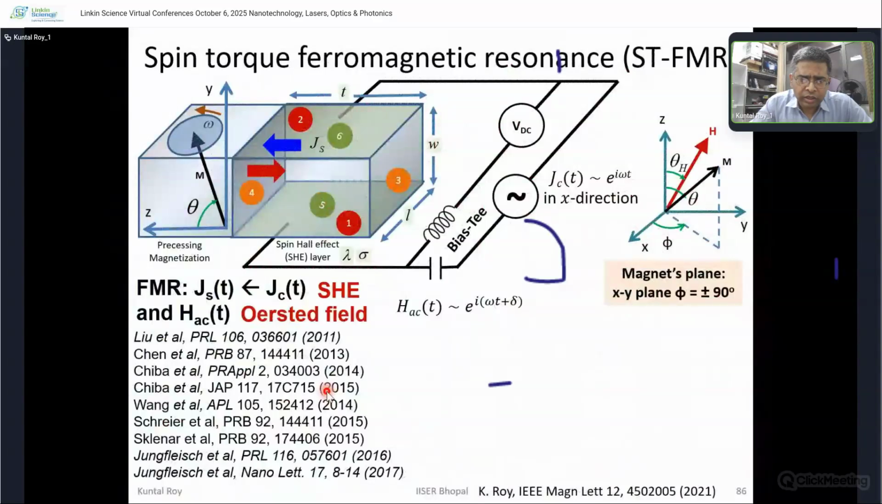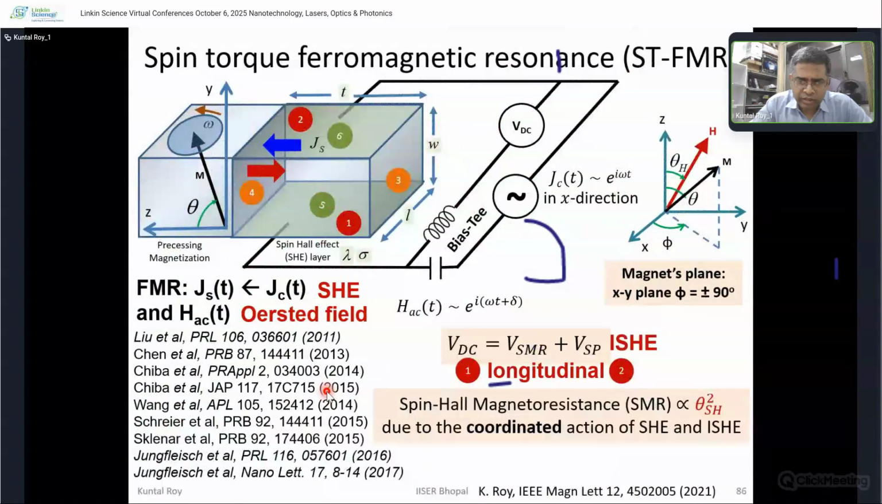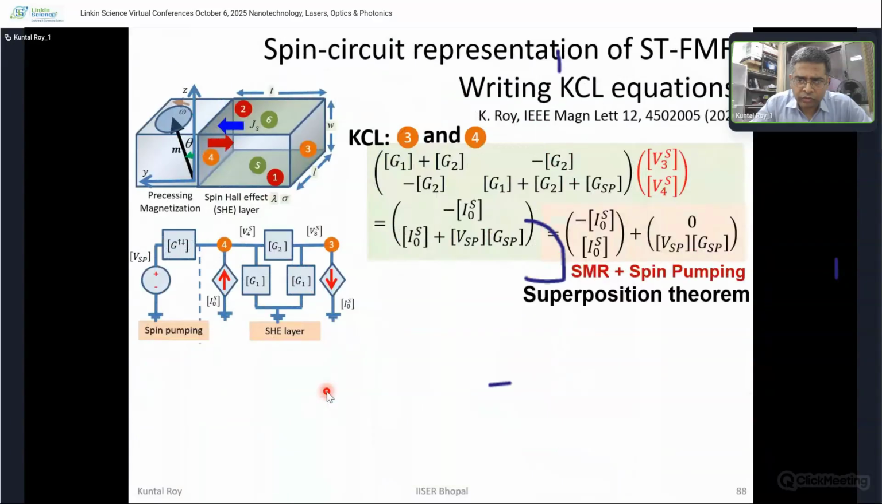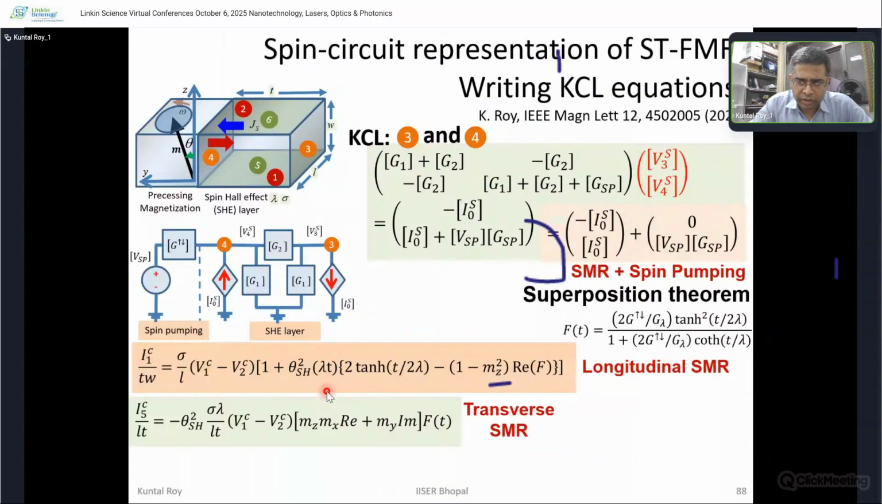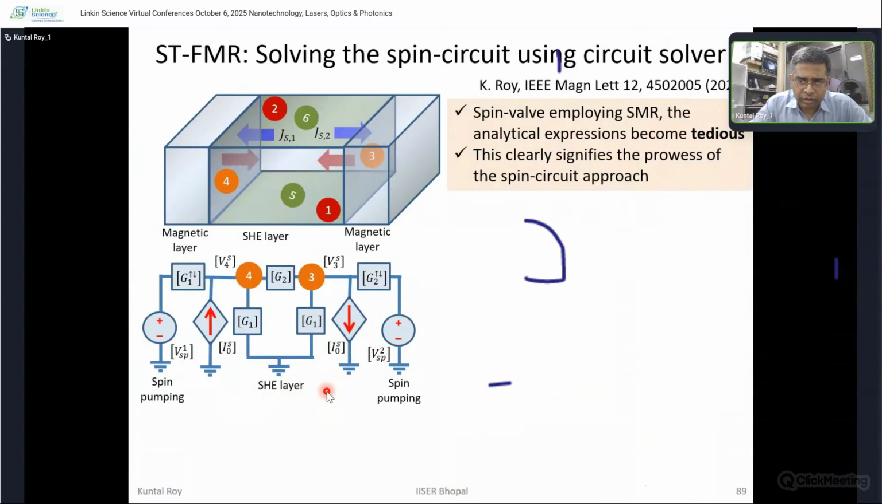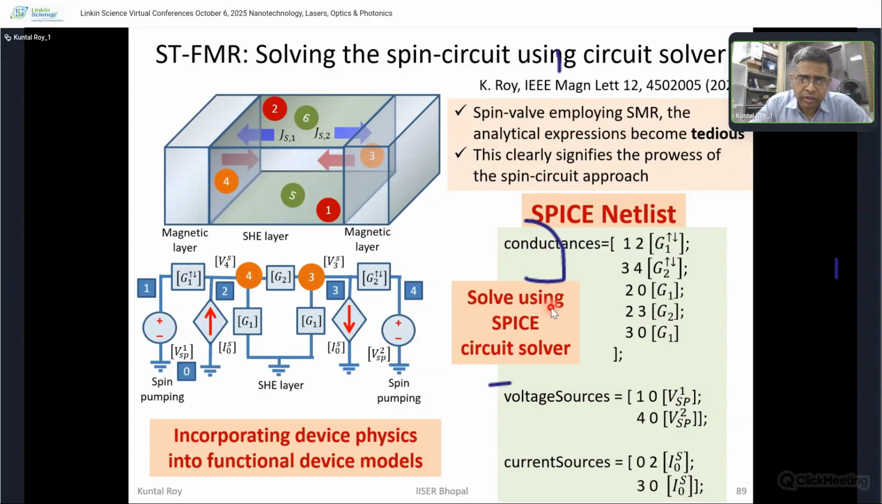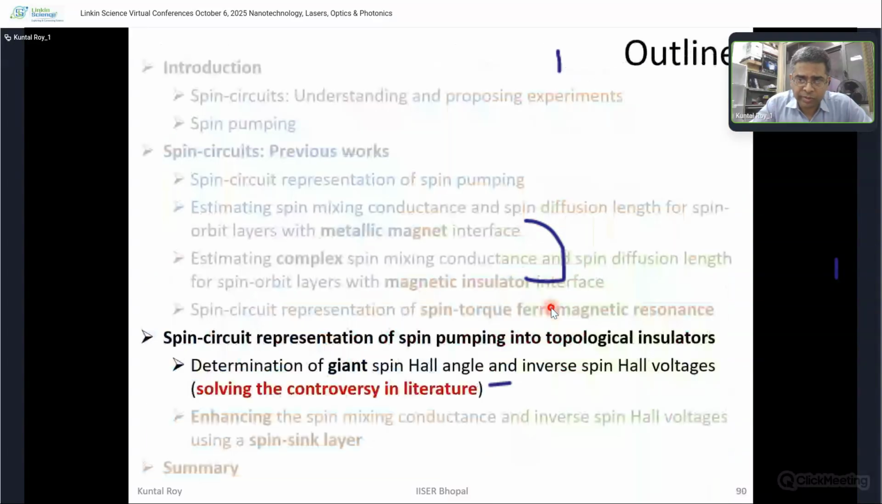Also, we have worked on spin torque ferromagnetic resonance, and I'm not going into details, but those things are very useful for this complicated equation. We can use a netlist to write those and just solve these things. As a user we just need to write that, and after that, in any complicated device, one can model it, get the results and match with the experimental results.